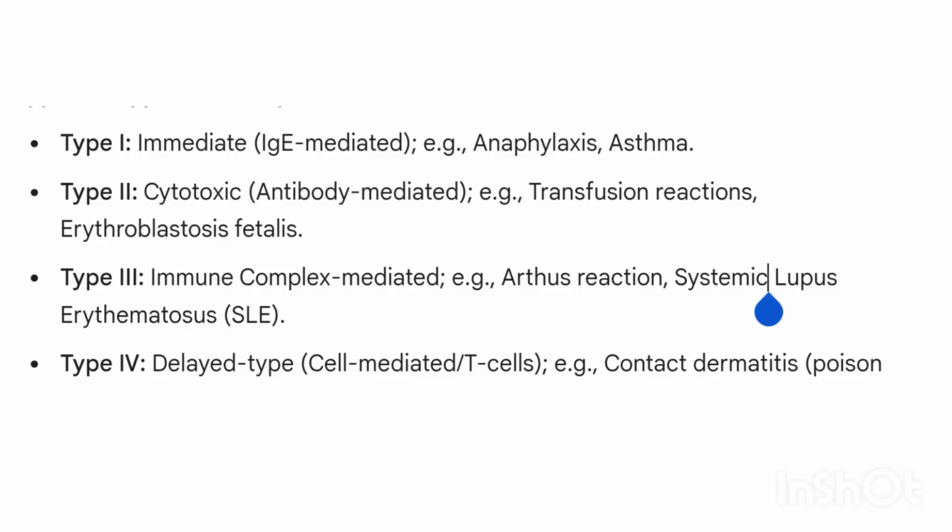Then type 2. Type 2 is cytotoxic, which is antibody mediated. Examples are blood transfusion reactions, erythroblastosis fetalis, etc. So type 1 is immediate, IgE mediated, with examples anaphylaxis and asthma. Type 2 is cytotoxic, antibody mediated, with examples blood transfusion reactions and erythroblastosis fetalis.